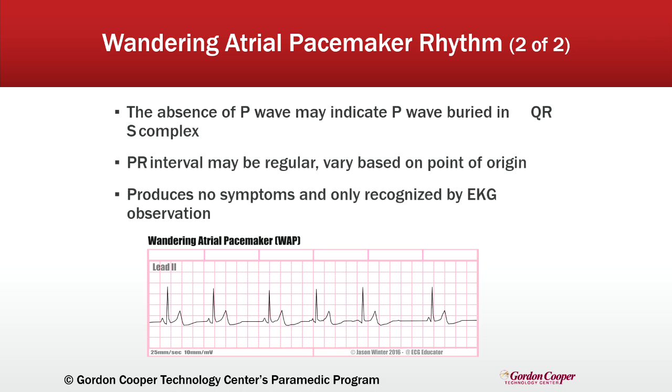So when there's an absence of the P wave, it could mean the P wave is actually just buried within the QRS, and that can happen when the impulse starts somewhere other than the SA node, and the P wave gets hidden in the QRS, making it much harder to see.